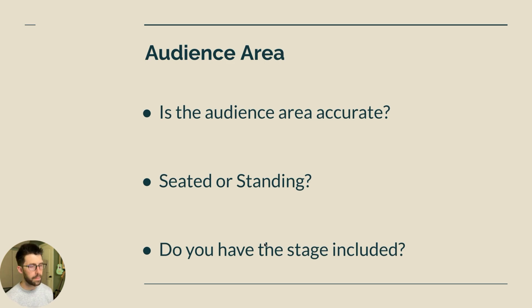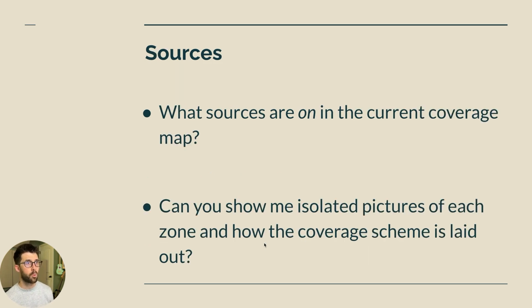Do you have that included? Moving on to sources, what sources are on in the current coverage map? So this is all speakers, just one of the arrays. Are the front fills on? What about the relays as systems get more complex?